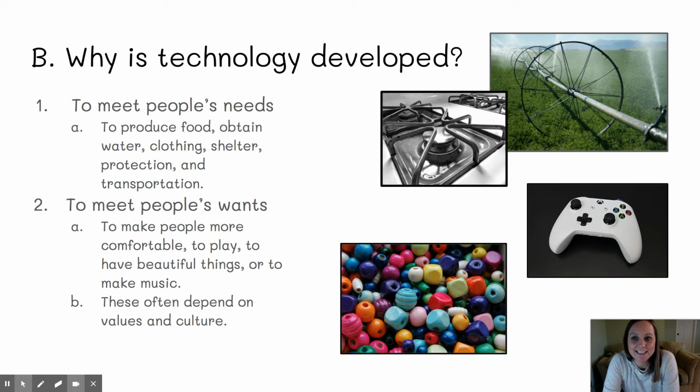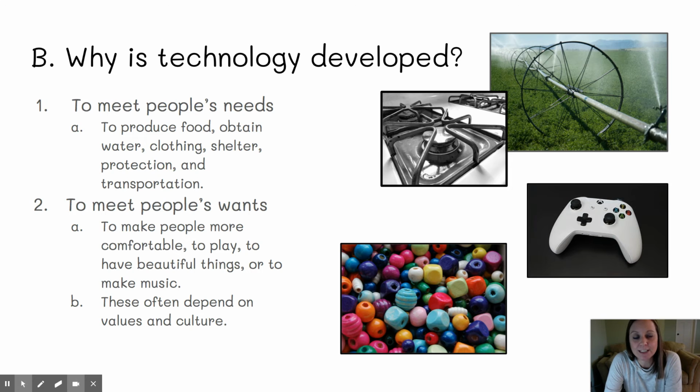So why is technology developed in the first place? Why do we design these products? Well, one reason that we design products is to meet people's needs. So we know that people have needs. They need to eat, they need to have food and drink, they need to wear clothing, they need to have shelter, and they need transportation. And so a lot of things are produced because of those needs.